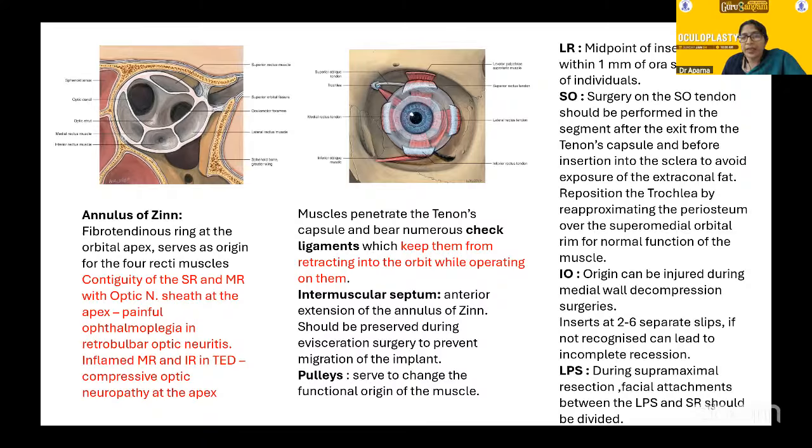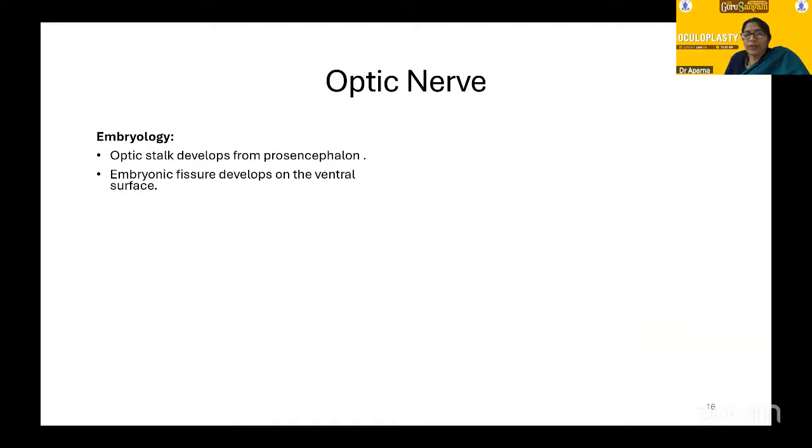Muscles penetrate the Tenon's capsule and bear numerous check ligaments, which keep them from retracting into the orbit while operating on them. There is something called the intermuscular septum, which is deficient posteriorly, but more for the optic stalk, which is developing from the prosencephalon.